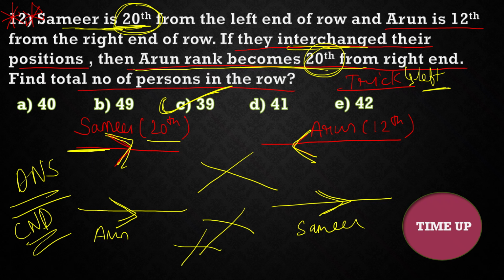Either the answer will be CND or DNS. After interchanging the positions, their ends should be the same. Like Samir, he was from the left end, and after interchanging also he is from the left end. That should be mentioned in the question. If vice versa is present as in the case of Arun, first he was coming from the right end, but after interchanging, left end is given. In that case, DNS or CND will be your answer. Understanding? I hope you got this. As we solve the problems, you will understand it better. Okay?